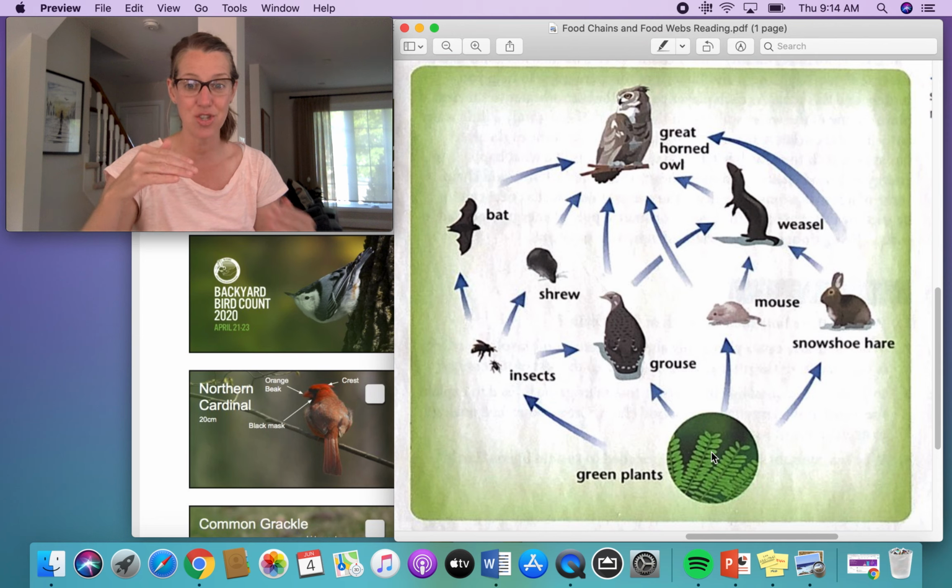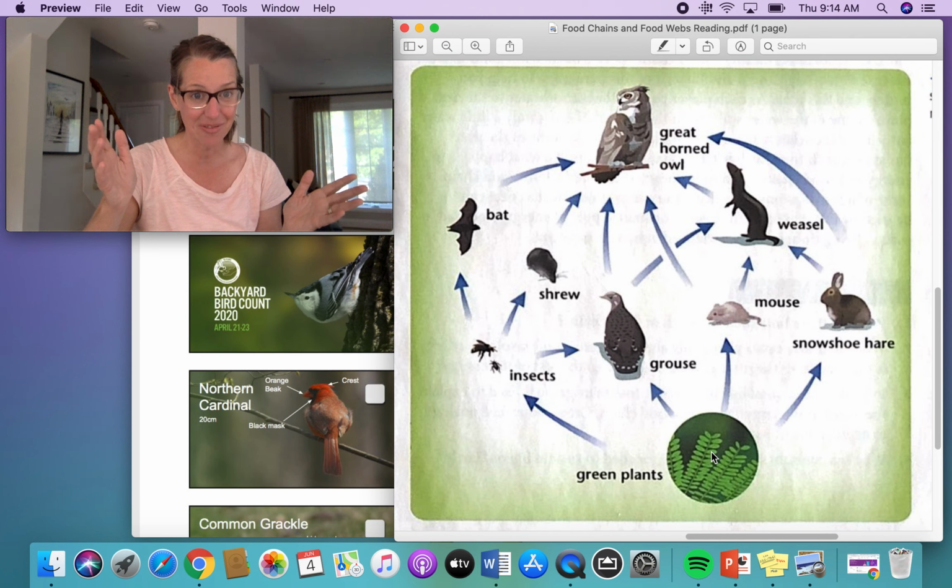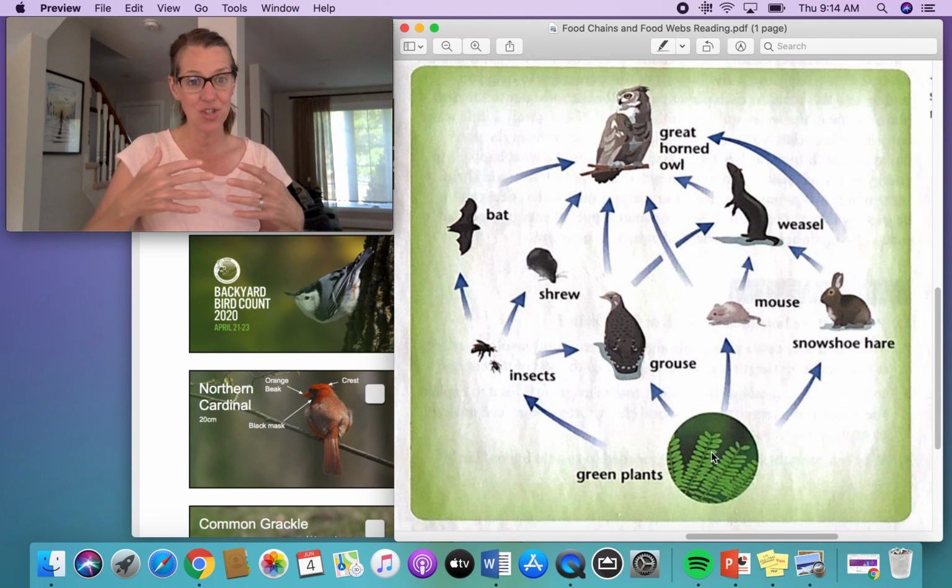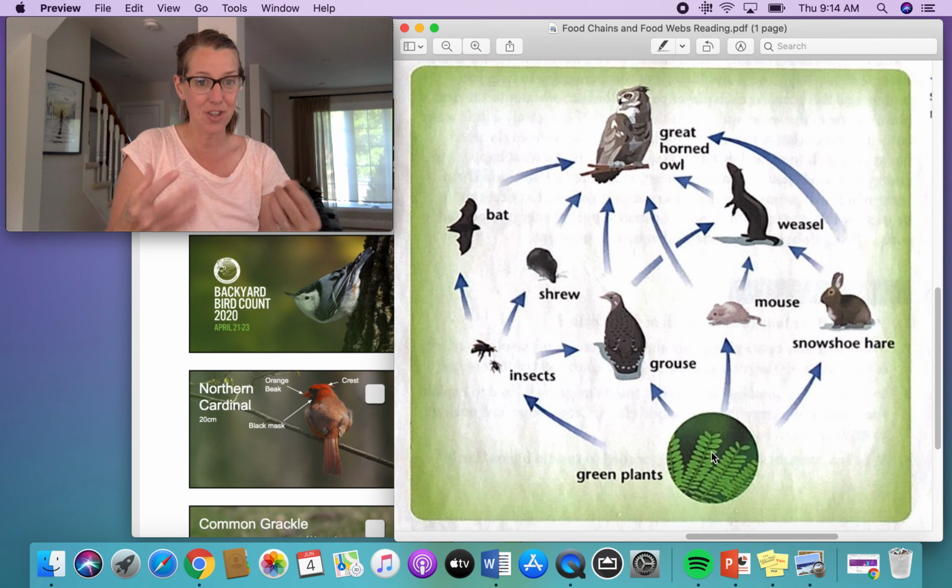So can you see how the energy goes from the green plants? And where does that energy come from to begin with? It comes from the sun, right? The sun provides the energy for the plants, and then the plants produce energy in the form of the glucose and the food that they make through that process called photosynthesis, and that energy flows through the food web.